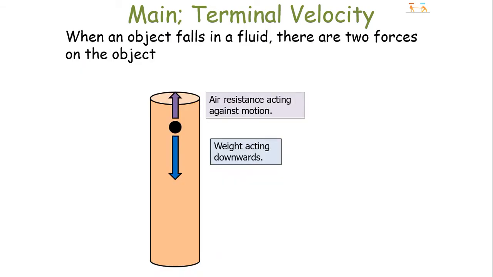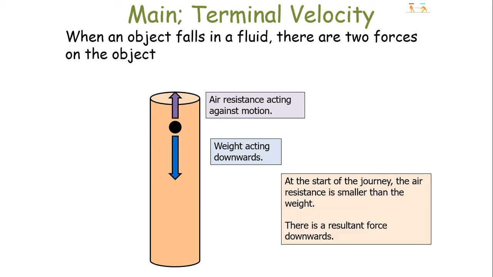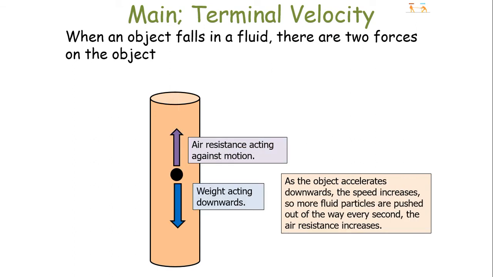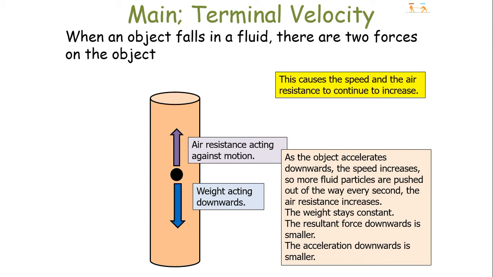When the object falls in the fluid, there are two forces on the object: fluid resistance acting against motion, and weight acting downwards towards the Earth. At the start of the journey, the fluid resistance is smaller than the weight, so there's a resultant force downwards, so the object accelerates downwards. As the object accelerates, the speed increases, so more fluid particles are pushed out of the way every second, so the fluid resistance increases, whilst the weight stays constant. So the resultant force downwards is smaller, so the acceleration downwards is smaller, so this causes the speed and the resistance to continue to increase.